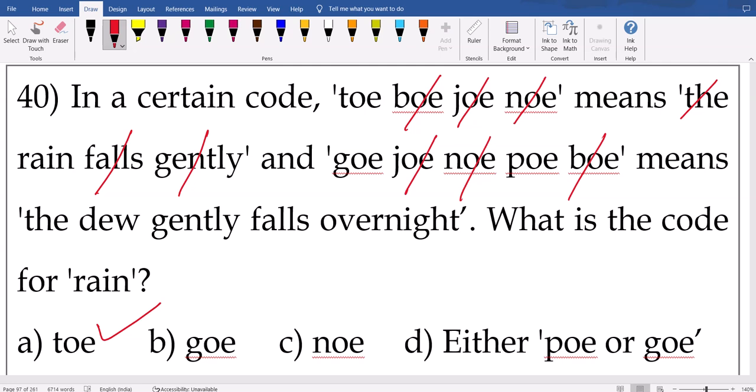The 40th question in your booklet, coding and decoding topic. The 40th question, TOE is the answer. Question number 40, you can open and check it out.